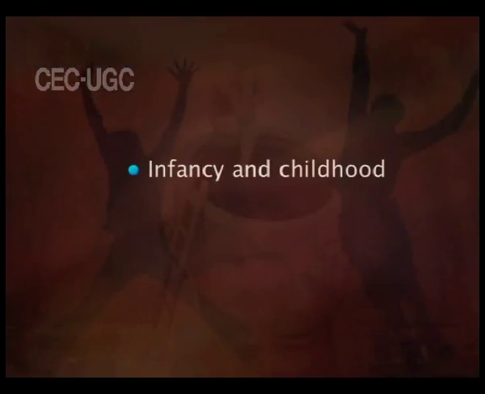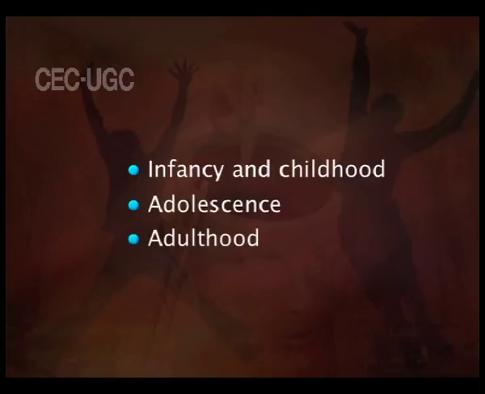We will now examine how the characteristics of different developmental stages influence the achievement of developmental tasks. To do so, we will look at three principal stages. First, we have infancy and childhood. Second, we have adolescence, and the third stage is adulthood. We will now discuss these stages in detail. The first stage is infancy and childhood.